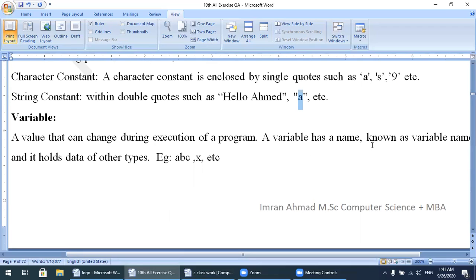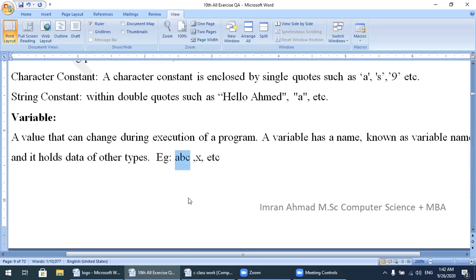A variable has a name known as the variable name, and it holds data of different types. For example, ABC. ABC is a single variable, not three variables. We will discuss the rules of variables, what the rules are to define a variable, but over here I will just clear this topic. ABC is a single variable. Similarly, x is a single variable. So this is known as a variable.